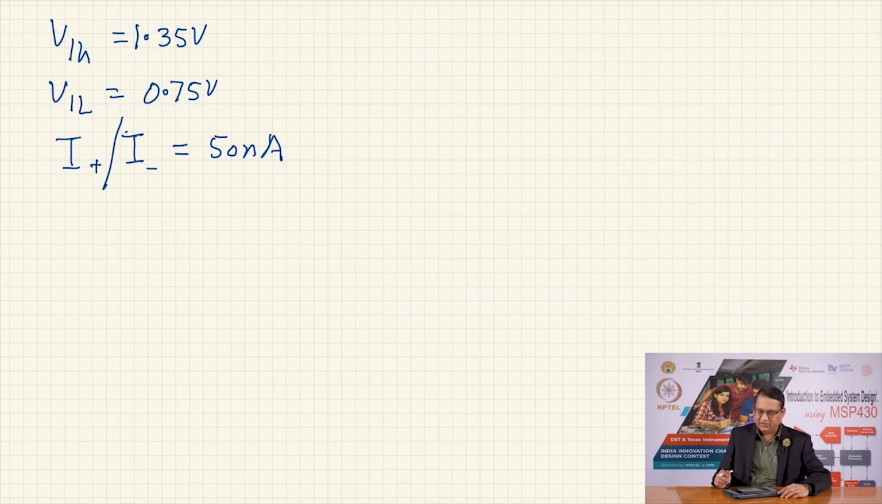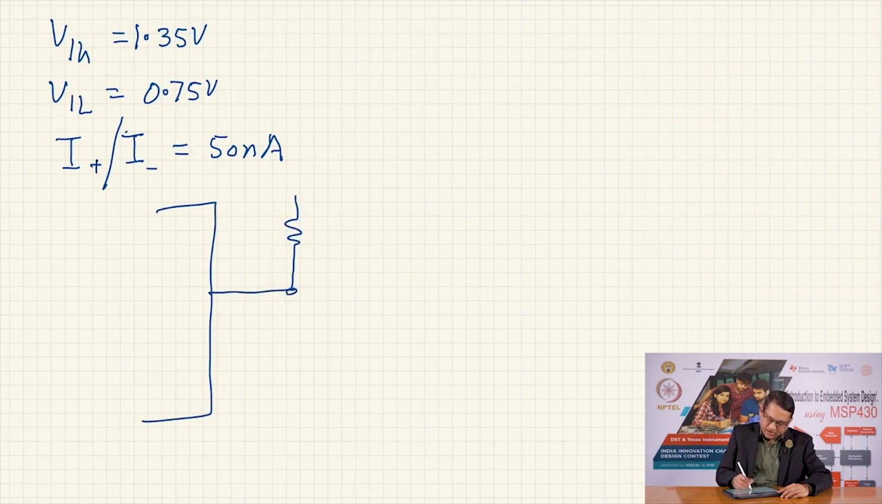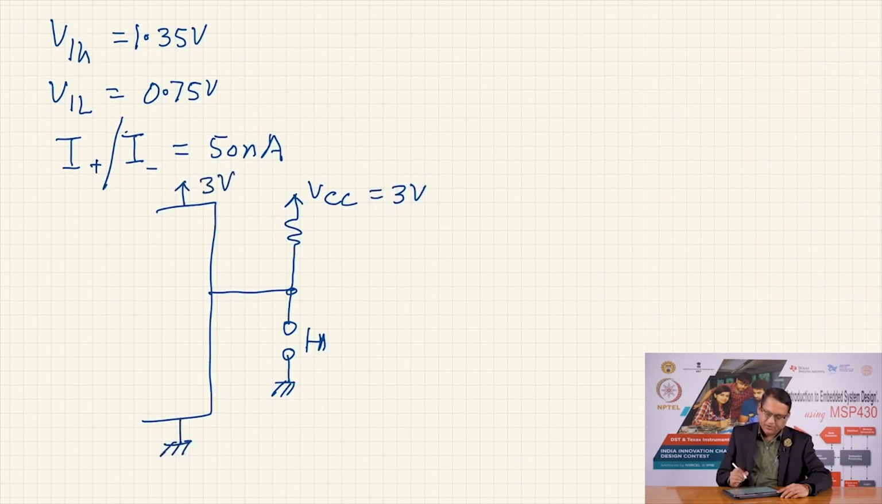Now, let us consider the first case of switch 1 where we have a pull up resistor. Here is my microcontroller. I have connected a pull up resistor and here I have connected my switch and the switch is grounded. I will connect it to VCC. Since we considered a VCC of 3 volts, let me write here that VCC is 3 volt. This device is also powered with a 3 volt source. Now, we want to estimate the value of R1.